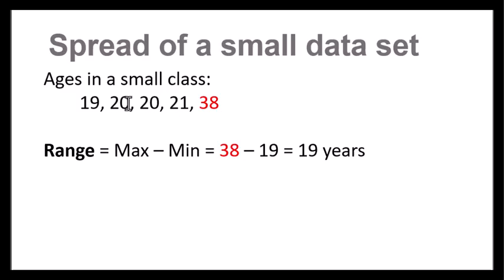So the drawback to range is that it doesn't really tell us about any of the values in the middle. In this case, most of the ages are around 20, so 19, 20, 20, 21. Most of them are pretty close together. It really is just this one upper value that is significantly further away. So we're getting a very large range, even though most of our data in this case is pretty close together.